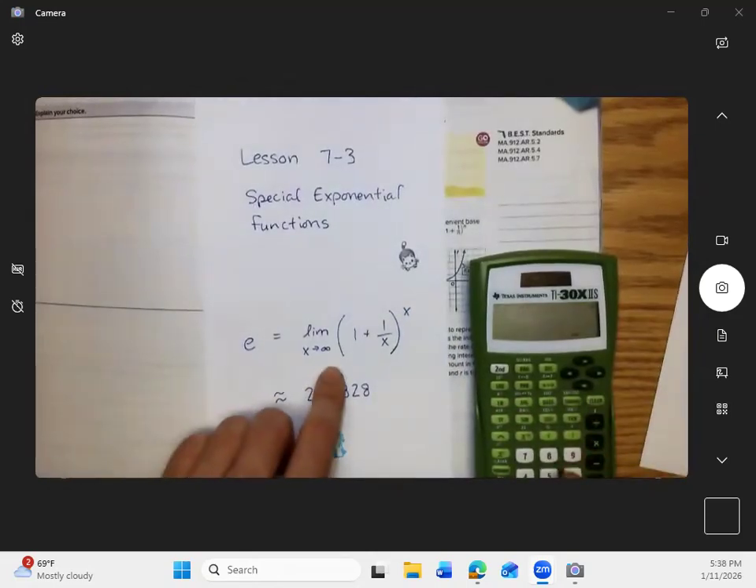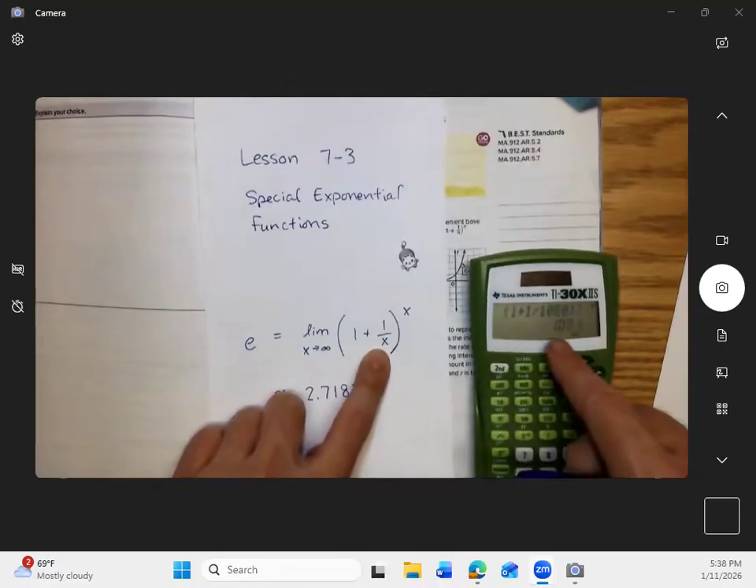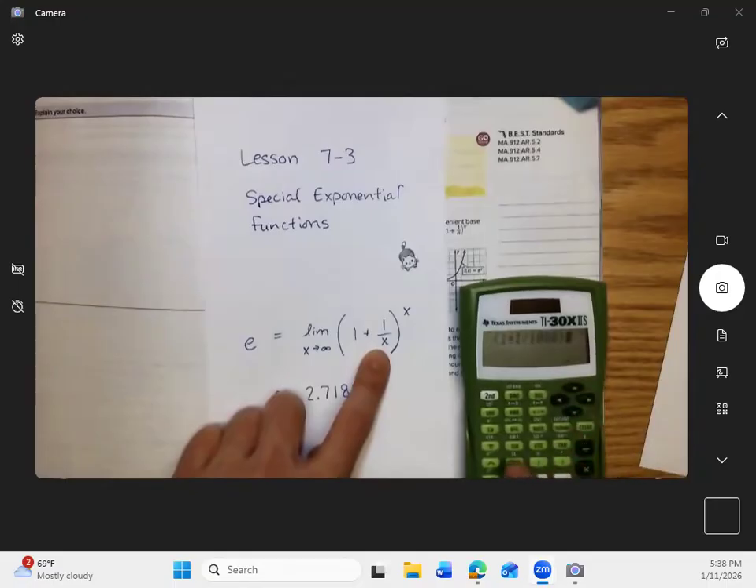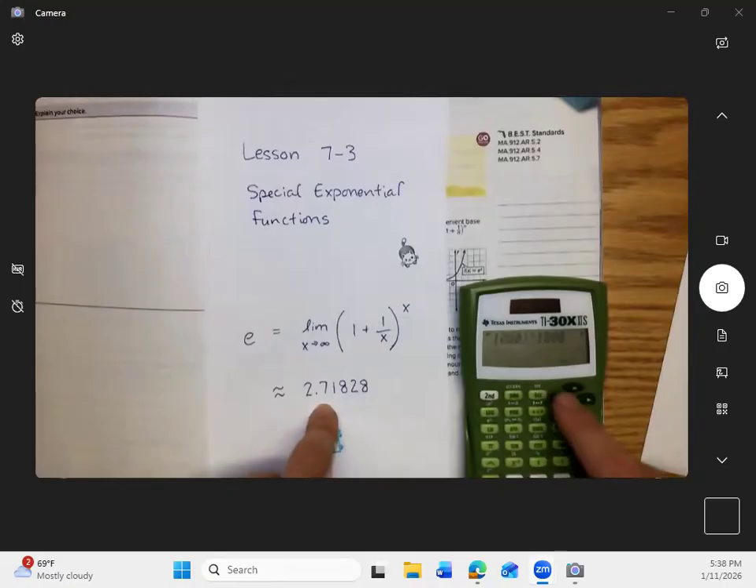And let me show you guys, what if you plug in like 1,000 for x? Watch this. 1 plus 1 over 1,000, which itself is like 1.001, which is very, very close to 1. What if I raise that to the power of 1,000? Do I get something close to this? Let's see if it is. 2.716 something. Yeah, that's almost 2.718. It's very, very close.